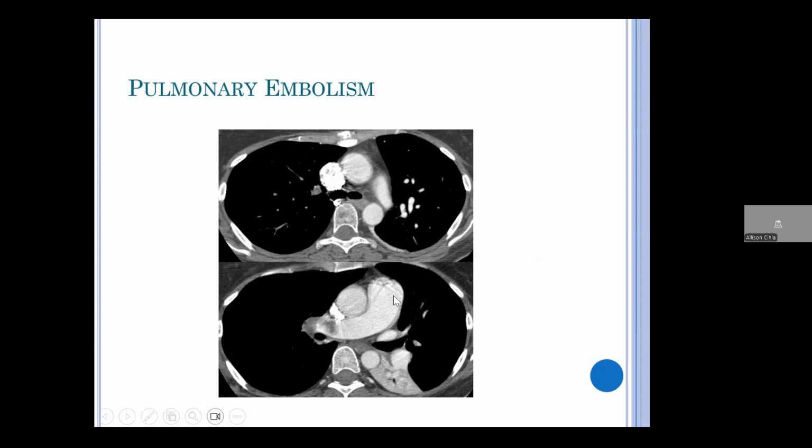This one is a little easier to see. You can see the contrast going over here, and you can see some contrast here, but you see this large pulmonary embolism here and here. In this one up above, there's a pulmonary embolism right here. You can see a little bit of contrast here at the top, but most of this blood vessel is full of clot.